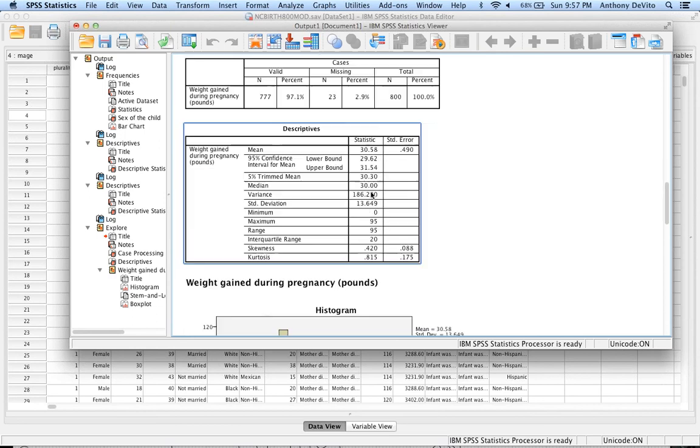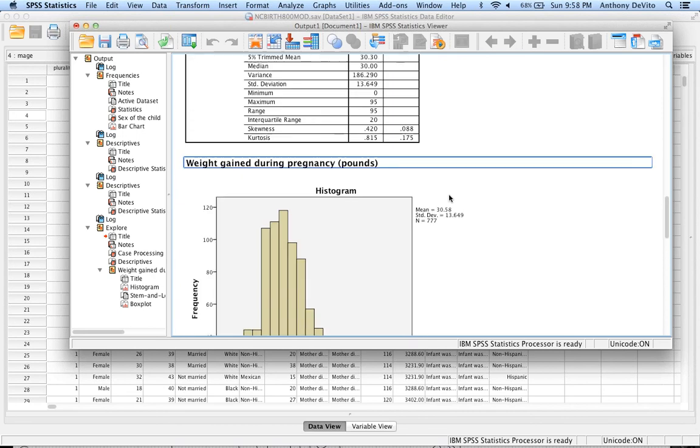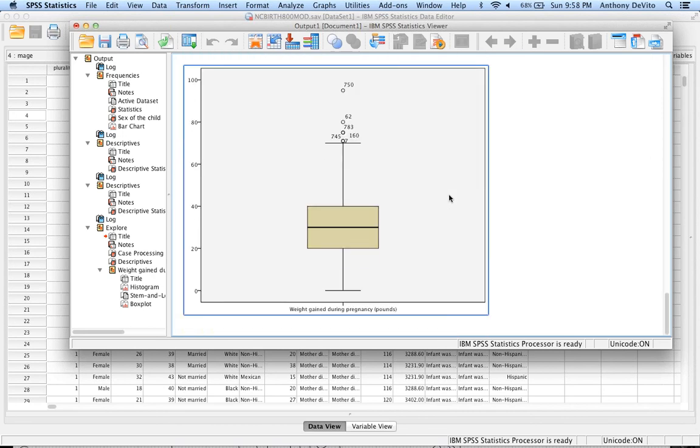No, it doesn't show it here. Percent minimum maximum. Interquartile range is 20. So that would probably be 10 on either side of the median, roughly. 5% range. Okay, so at any rate, that's what we would show for that.